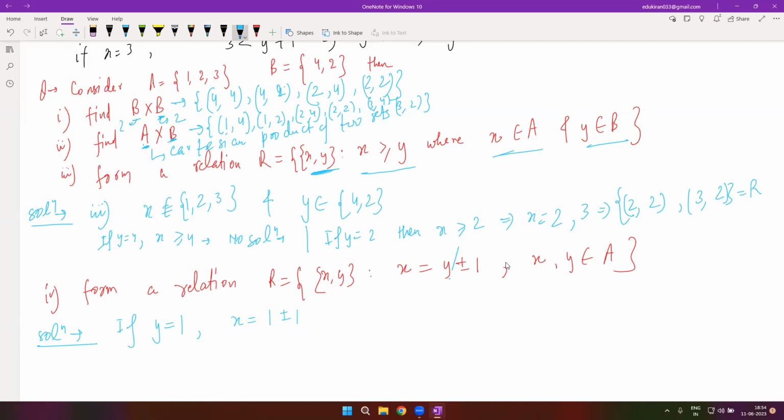1 plus minus 1. You put y is equal to 1 at this place. So there are two possible answers, right? If 1 plus 1, then 2. If 1 minus 1, then 0.